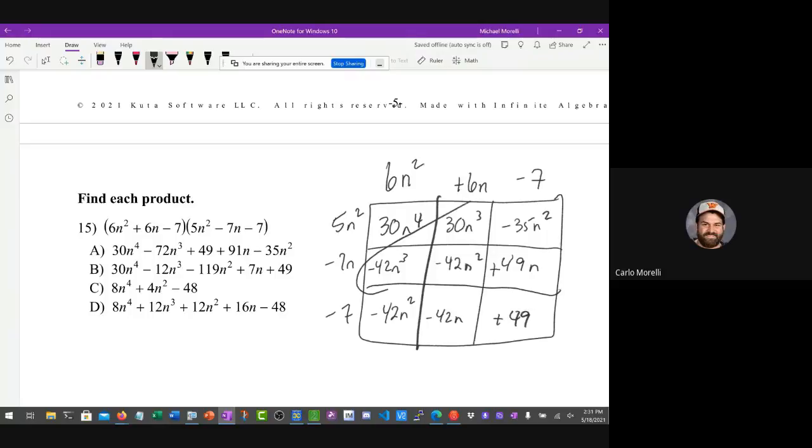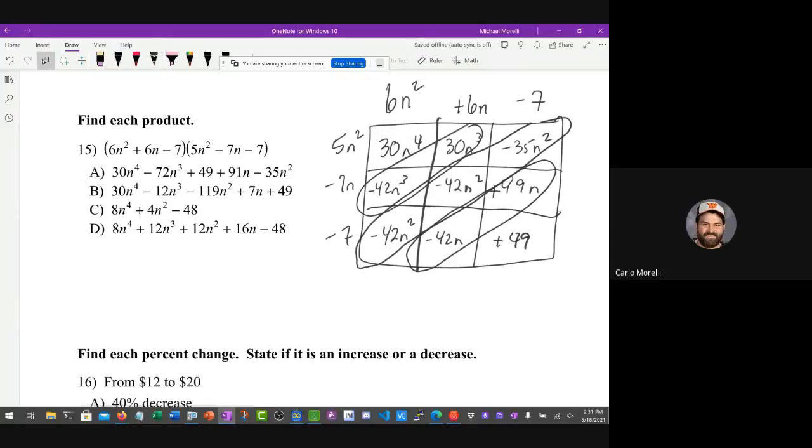So these, you should be able to draw your tic-tacs here. These all combine like this. And so now you've got to write it out. 30n to the fourth. Negative 42 plus 30 is positive 8n cubed. Negative 42 minus 42 is negative 84n squared minus 35 is going to be negative.